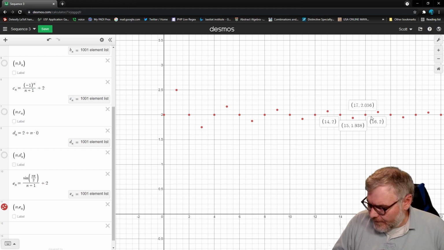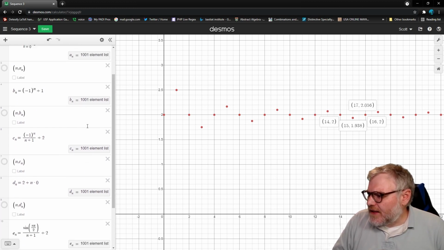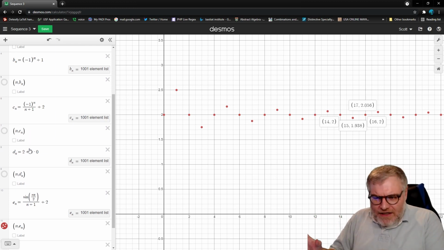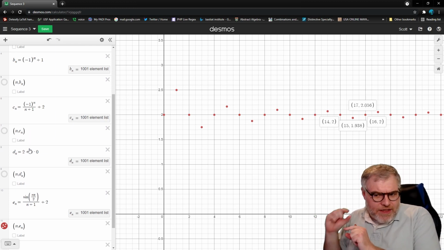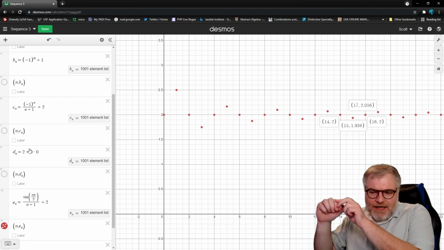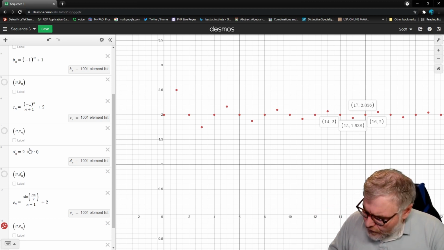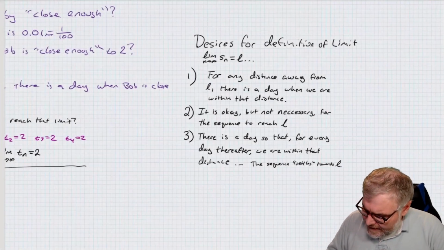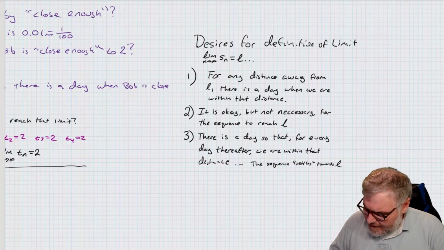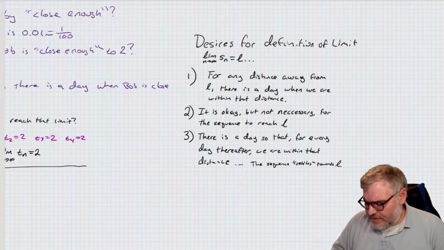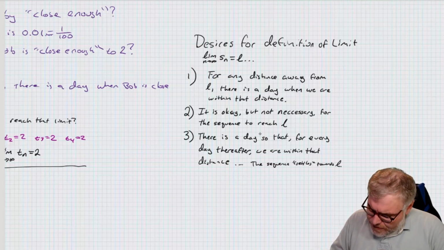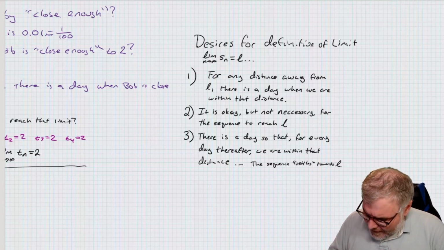All right, so that was what we've seen. We've seen some things that are okay and some things that are not okay. We don't want to leave forever. We want to settle on a number. We want to be able to drink our margarita forever. We don't want to always go away from it. So those are the three things here that we want to make sure our limit has. For any distance away from L, there's a day within that distance. It's okay, but not necessary for the sequence to reach L. And there's a day so that for every day thereafter, we are in the distance. And this right here is the key to our definition.